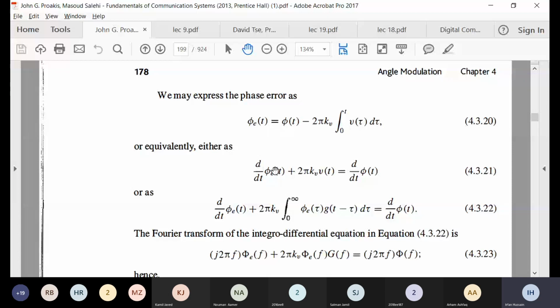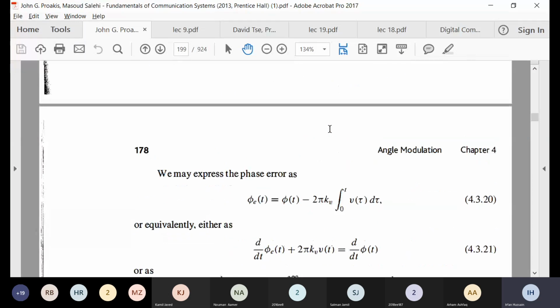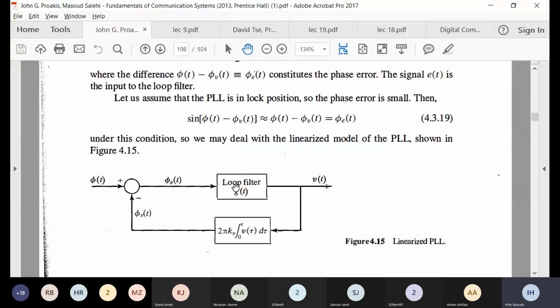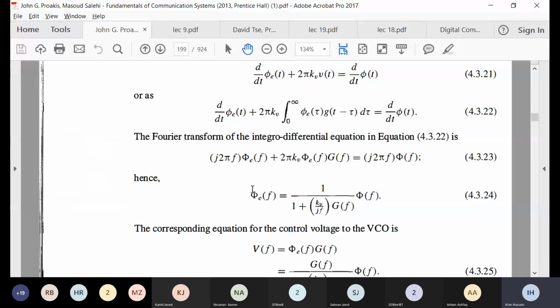Now, if you know what Vt is, according to this figure, Vt is the convolution of phi e(t) with the impulse response of the loop filter, which is g(t). So I can write it as the integral of phi e(tau) into g(t minus tau), a convolution. If I take its Fourier transform, the Fourier of a differential is just multiplication by j2 pi f into the Fourier of the function, and convolution becomes multiplication. So 2 pi kv is as it is there. Its Fourier is phi e(f), and the Fourier of g(t), let us say, is G(f).